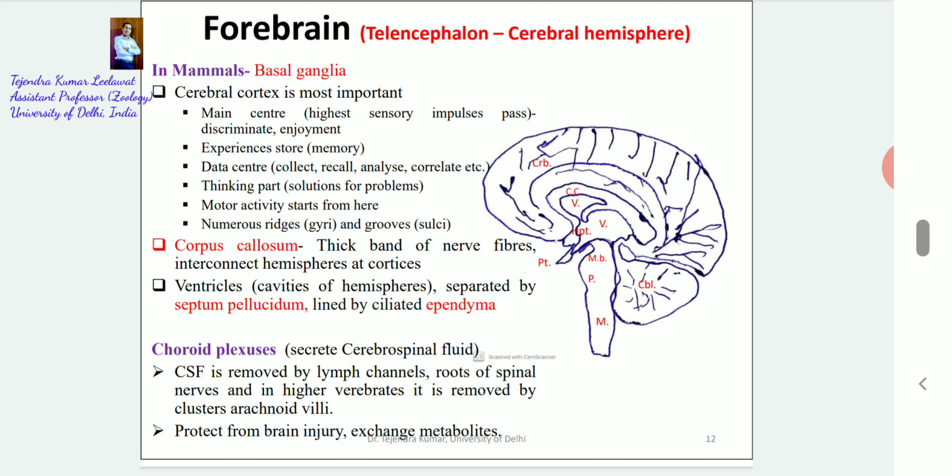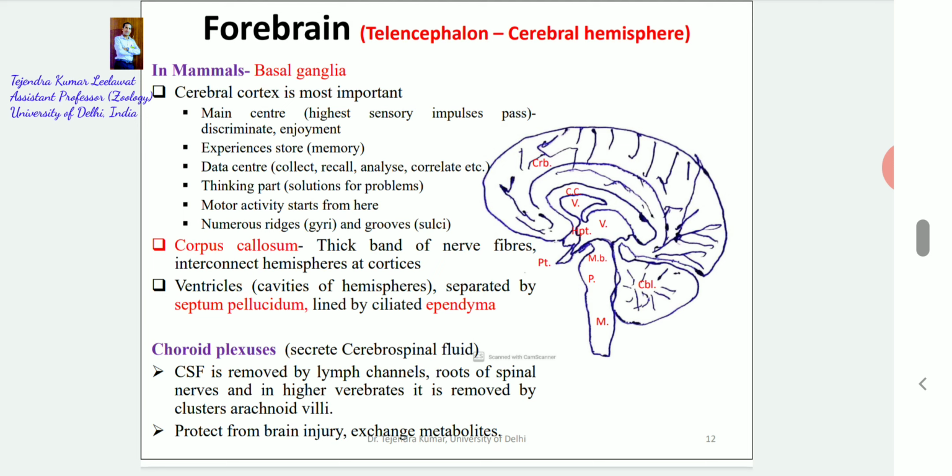Next one is corpus callosum. Corpus callosum is a thick band of nerve fibers, and it connects both cerebral hemispheres. They are also connected to the cortex regions. So its more important role is interconnecting both the cerebral hemispheres, because the cerebral part is now enlarged even more, and that's why we have to continuously join all those.